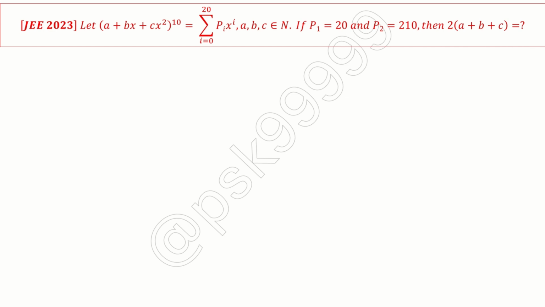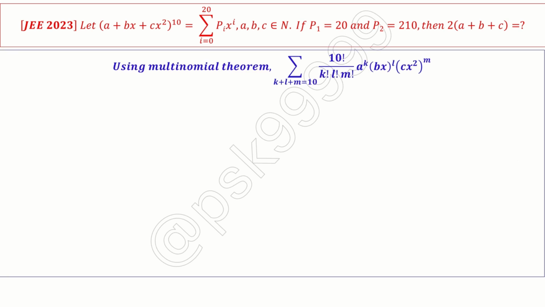That's all it is. So let's solve it using the multinomial formula, which you should remember. This is a very useful formula. For the multinomial expansion, if you take the power n, 10 will become n basically. That's the only difference. It is sigma over k plus l plus m equal to 10 of 10 factorial by k factorial, l factorial, m factorial into first term a to the power of k, second term bx whole to the power of l, and cx square whole to the power of m. This is your expansion basically.